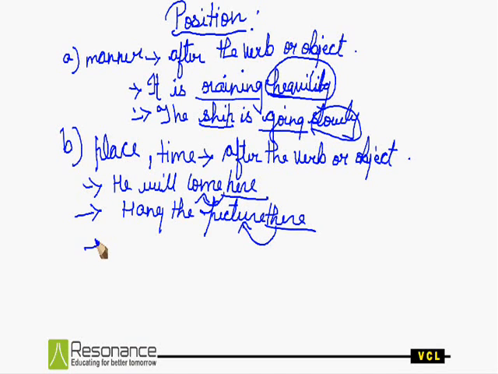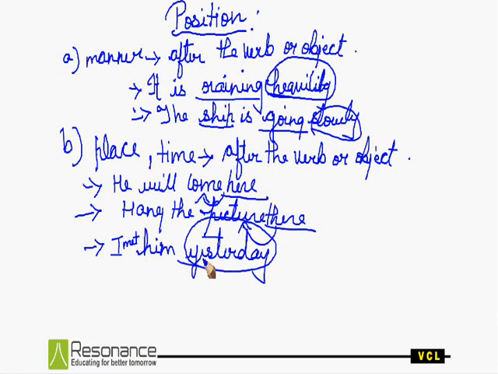For time, I met him yesterday. Yesterday here is again an adverb. They are to be married next week. Here next is again acting as time.